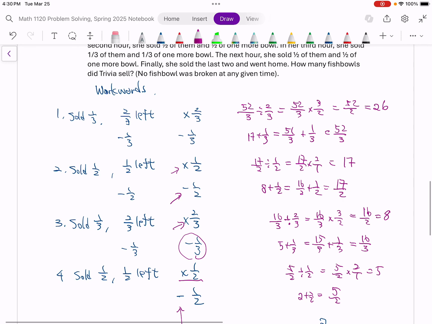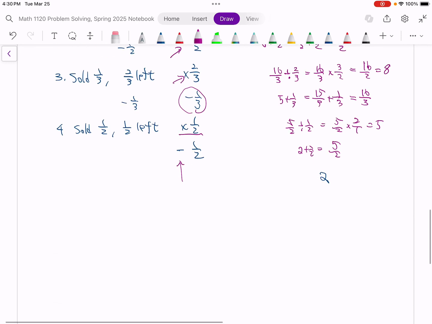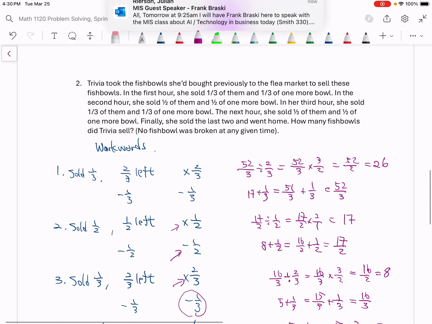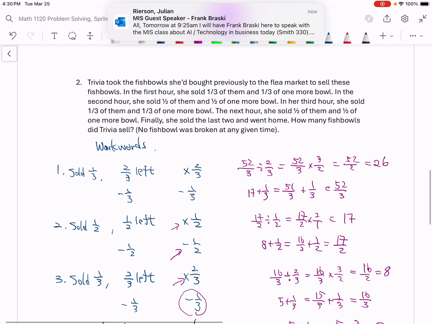Therefore, he sold 26 bowls total. Okay, so there you go. So that's what it is. I'm going to stop here.